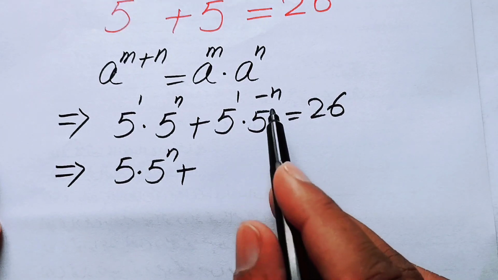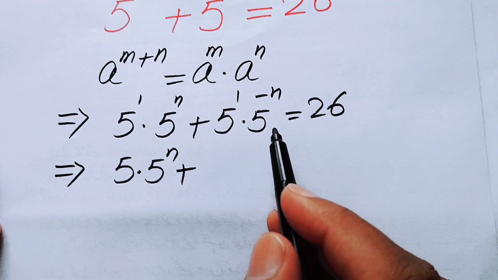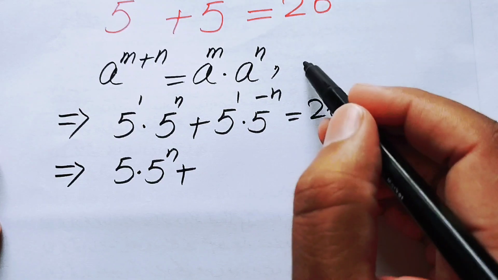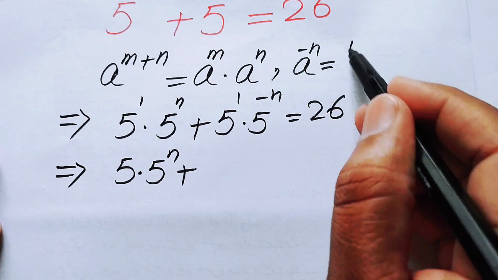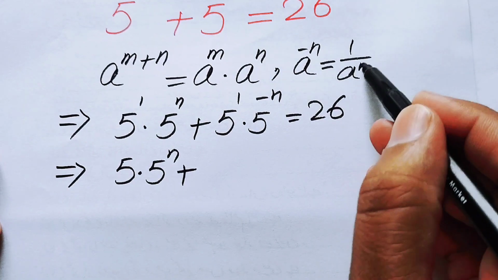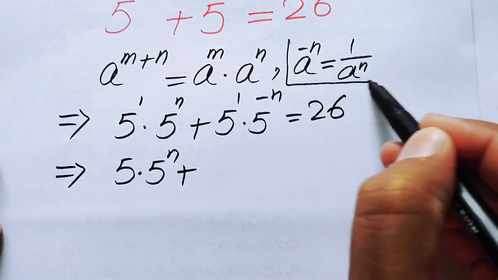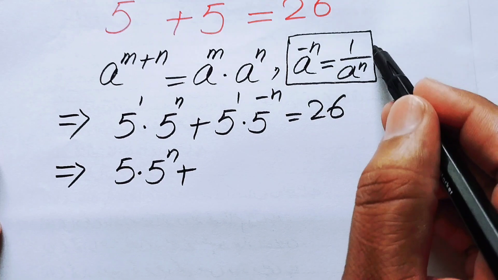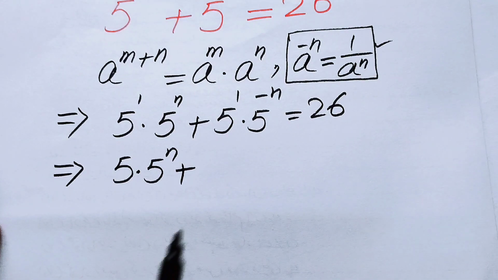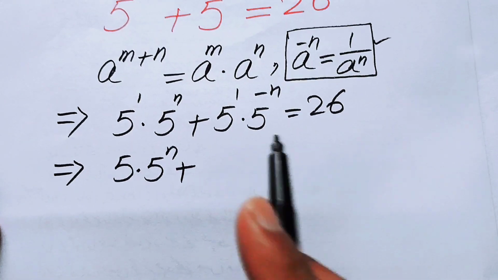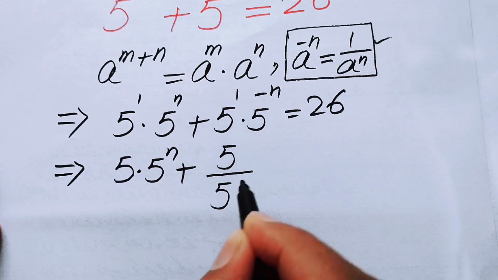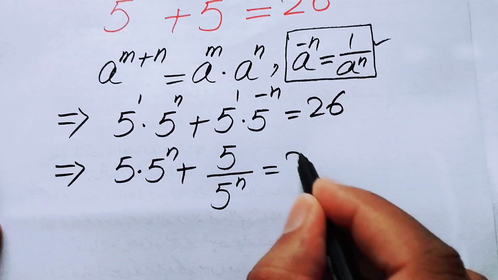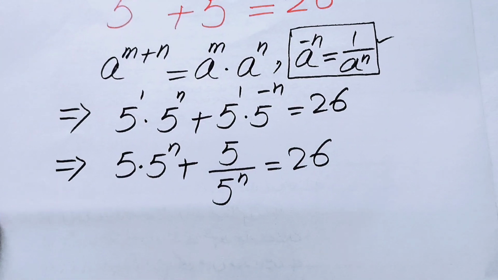Now we will again apply another exponential law, and you know that if we have a to the power of minus n, it is equal to 1 over a to the power of n. So now we use this exponential law in this term, and you get the output in the form of 5 over 5 to the power of n is equal to 26.